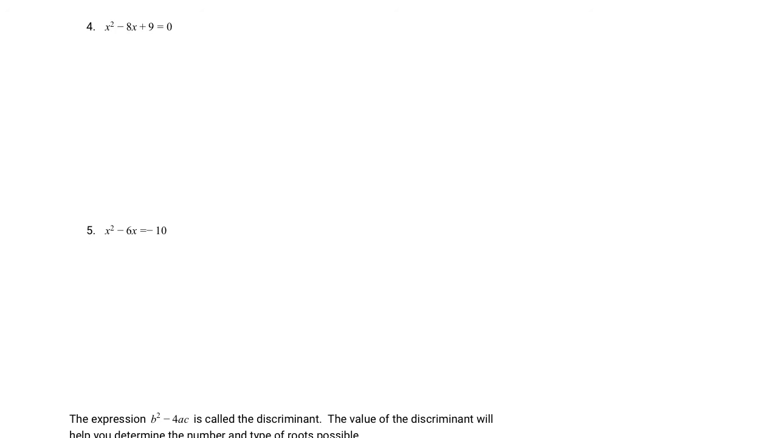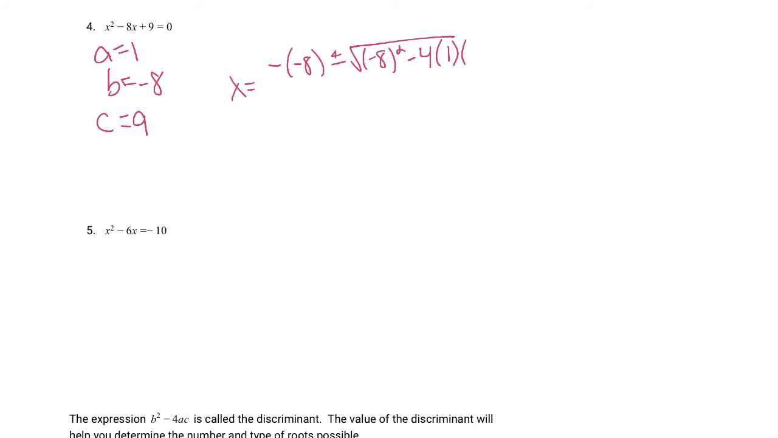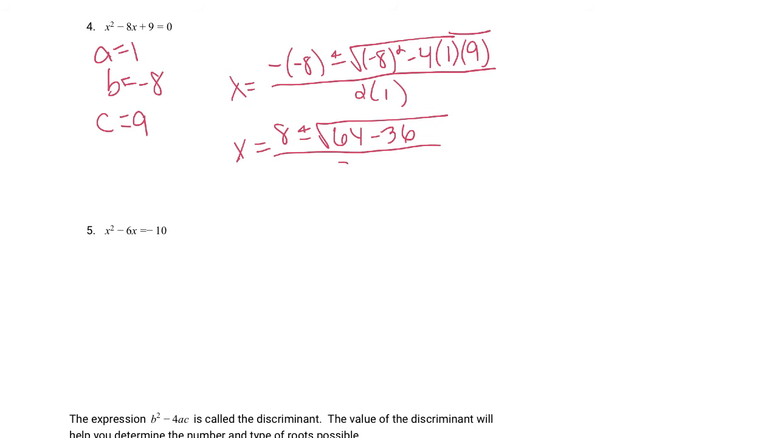Hallelujah, we did it. Do the next one. You can totally do it. All right, don't have to rearrange. You get a is 1, b is -8, c is 9. Put it in our equation. x equals -b plus or minus the square root of b squared minus 4 times a times c all over 2a. So that is x equals 8 plus or minus the square root of 64 minus 36 all over 2. 64 minus 36, that's 28.